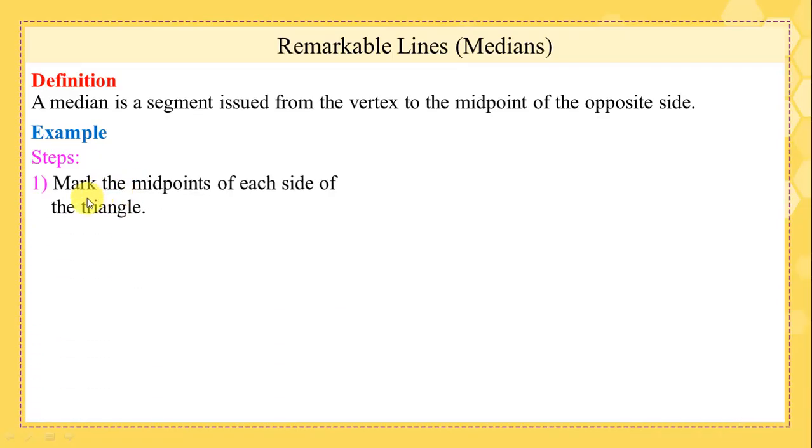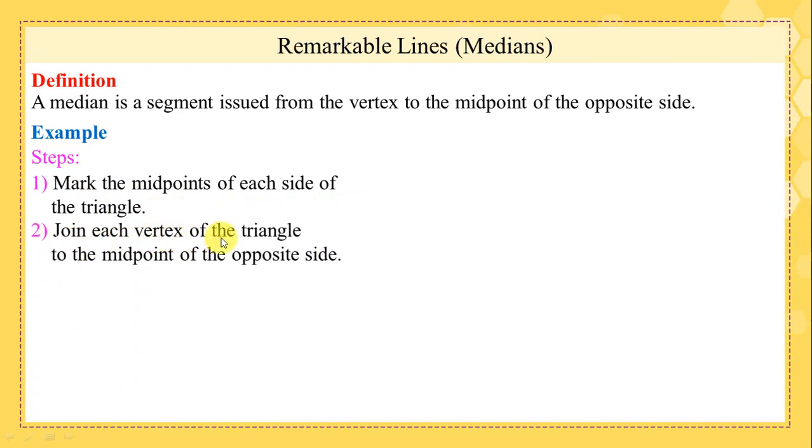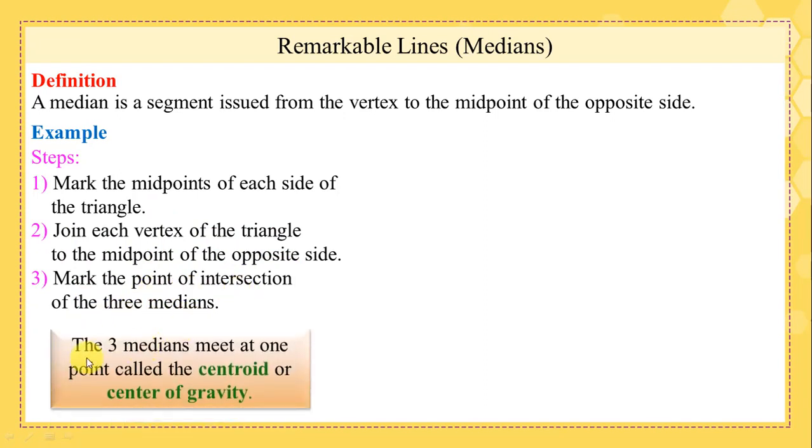Steps. 1. Mark the midpoints of each side of the triangle. 2. Join each vertex of the triangle to the midpoint of the opposite side. 3. Mark the point of intersection of the three medians. Note that the three medians meet at one point called the centroid or center of gravity.